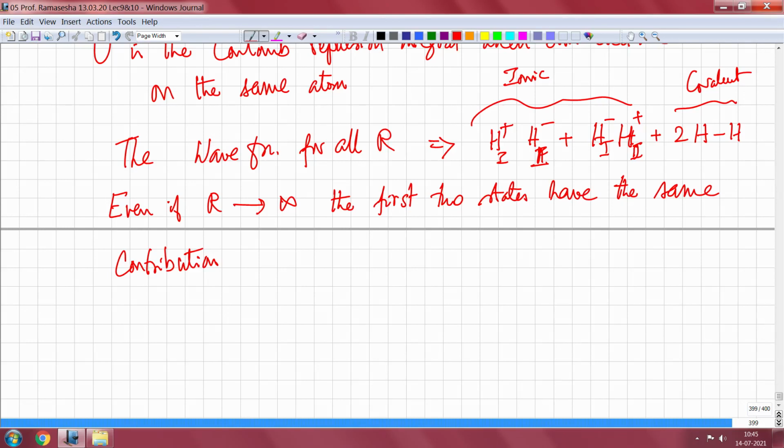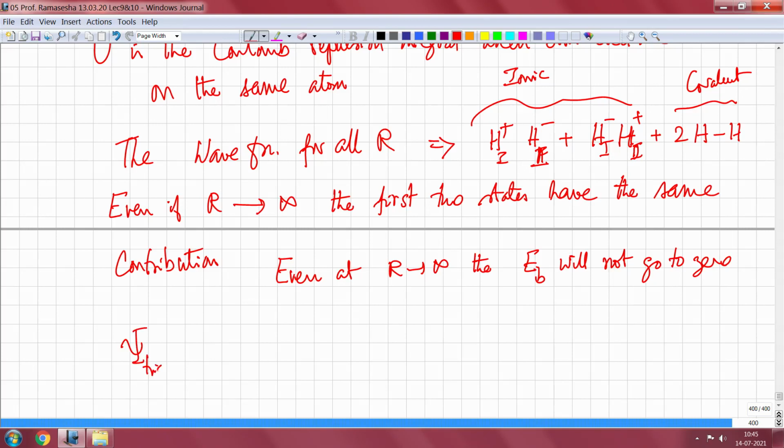This has been discussed probably even in elementary courses on quantum chemistry. So because of this, even at R tending to infinity, the binding energy will not go to 0. So what you really require is a wave function which is slightly different, which involves configuration interaction. For example, the one that we will require is a trial wave function.